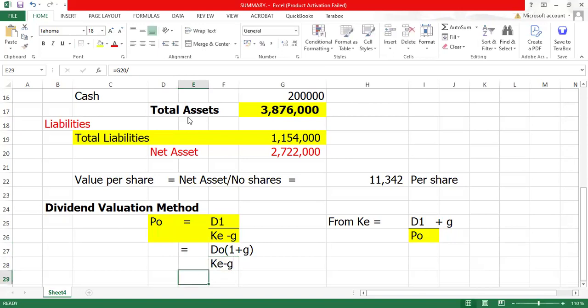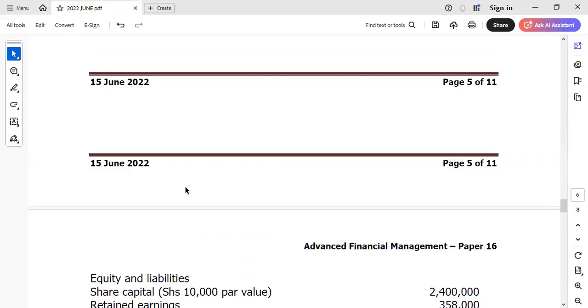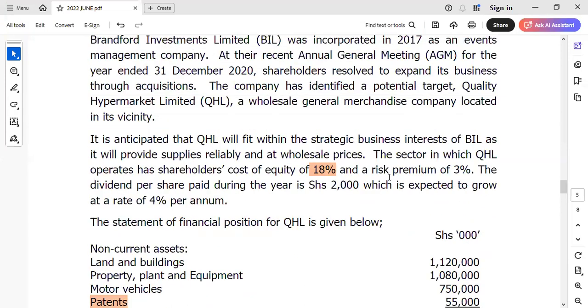Okay, D1 is equal to D naught times 1 plus G. That is if you are not given D1 in the question, because in the question they can give you D naught. Okay, so we read through and see what are we given in the question. From here, we are given the cost of equity direct. That is 18%. So where there is KE, you directly put 18%.